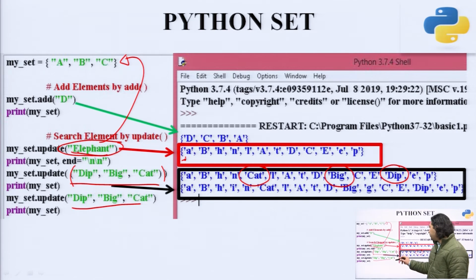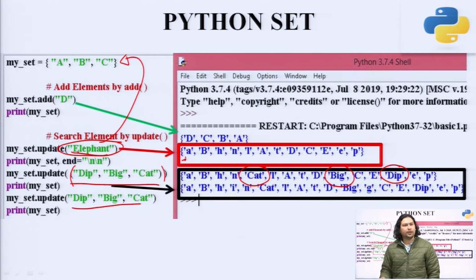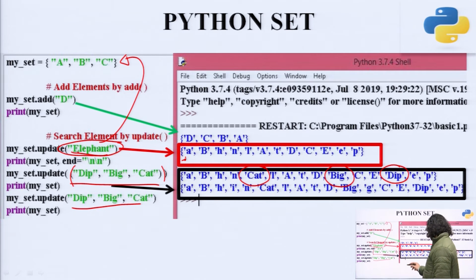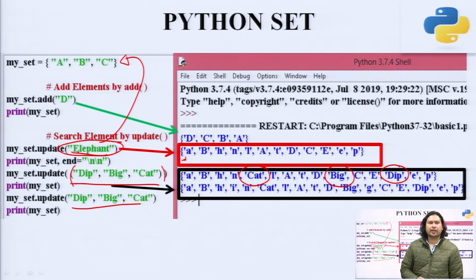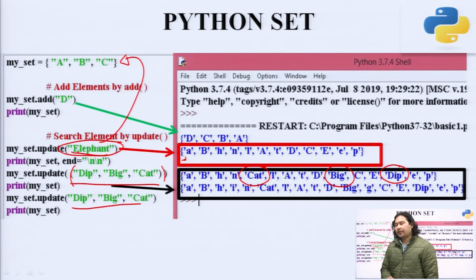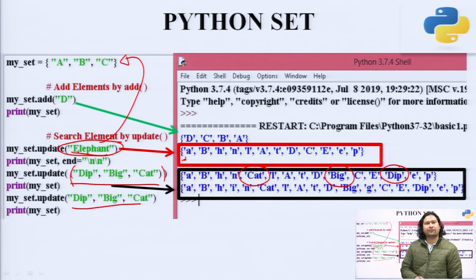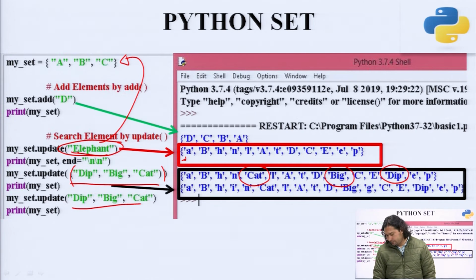Now, look at this one. When we are adding dip, big and cat, again it is going to disintegrate them, and due to this you can see that the number of elements is more than 10, I think. So, the important point while using the update method is that whenever you use it, a collection data type must be given as the parameter, otherwise it will disintegrate the whole strings one by one.